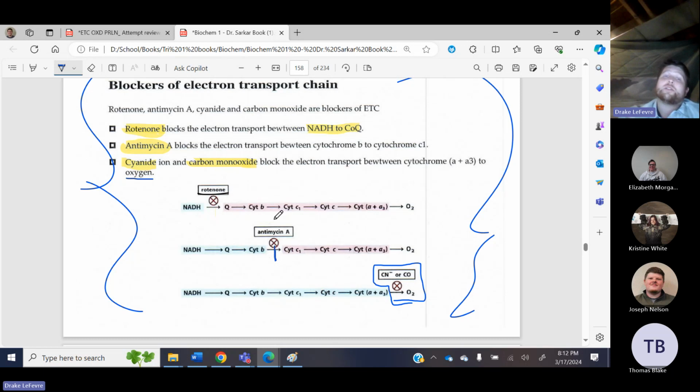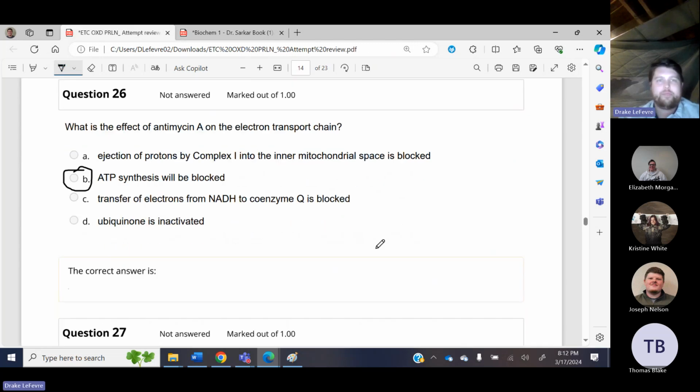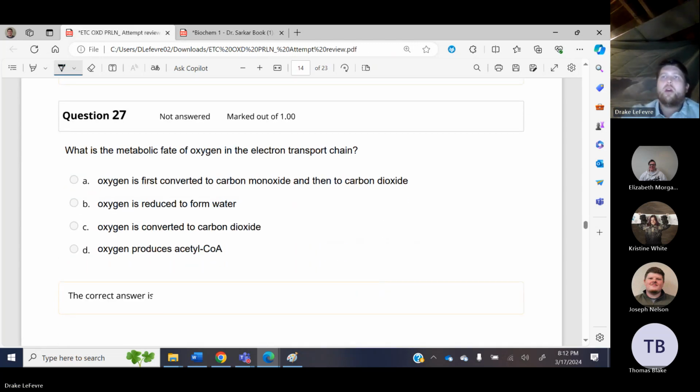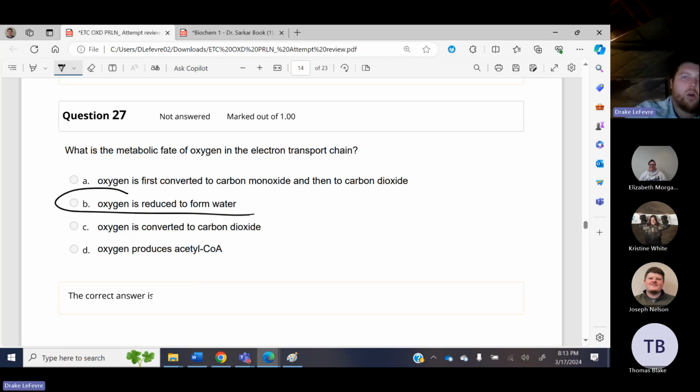Another way he could word this question is, which of the following does antimycin act on? And the answer would be complex 3, because it blocks between cytochrome b and cytochrome c1. What is the metabolic fate of oxygen in the electron transport chain? It's first converted to carbon monoxide and then to carbon dioxide; oxygen is reduced to form water; oxygen is converted to carbon dioxide; or it produces acetyl-CoA. Water. Yeah, oxygen is reduced to form water.